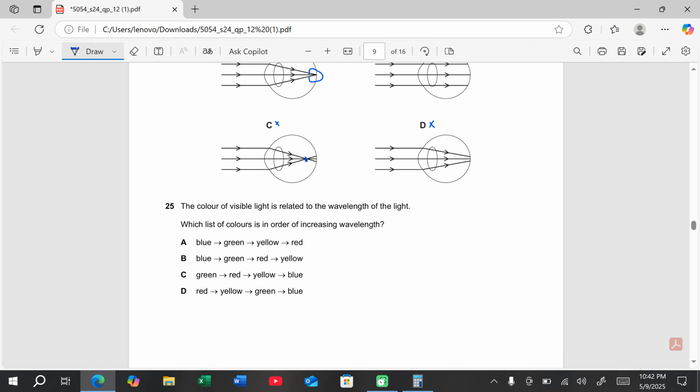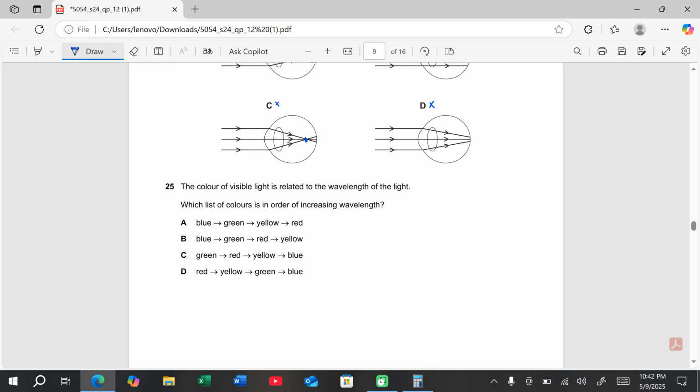The color of visible light is related to the wavelength of the light. Which list of colors is in order of increasing wavelength? Red is always the greatest of all. So you know this is the color band. Violet has the least wavelength and red has the greatest wavelength. So this is going to be 25A.